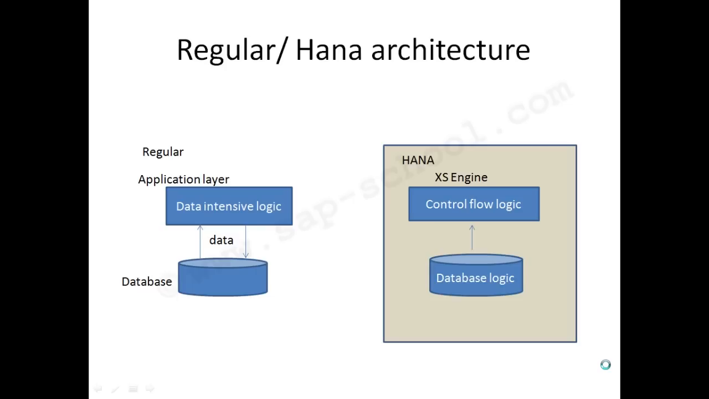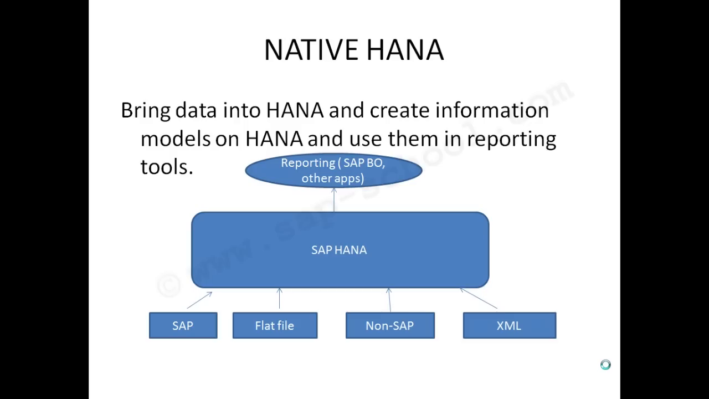Moving forward, we'll see what SAP Native HANA is. This is the same as what we have discussed so far. Native HANA is nothing but bringing data into HANA from different sources, building information models on SAP HANA, and then using them in reporting tools. So you're basically using the application server and web server of HANA for your application. This is just an overview. We'll see a little bit more detail in the later slides.